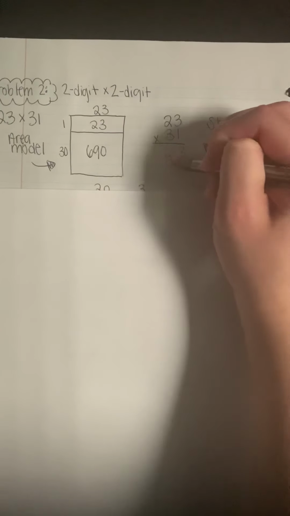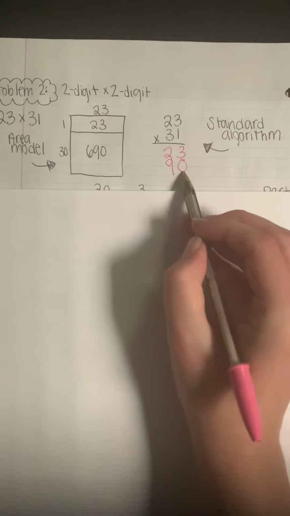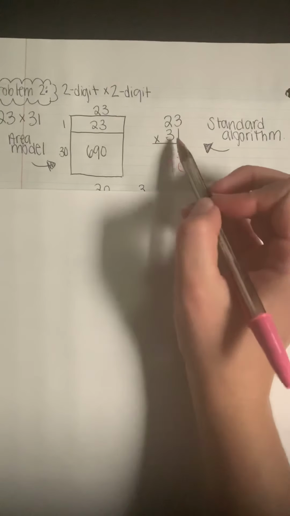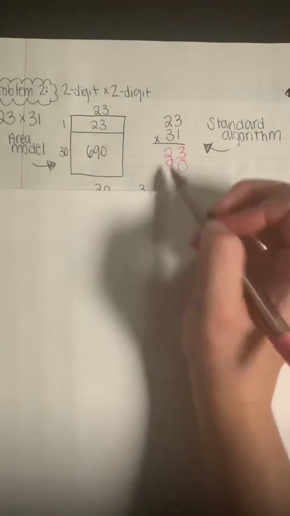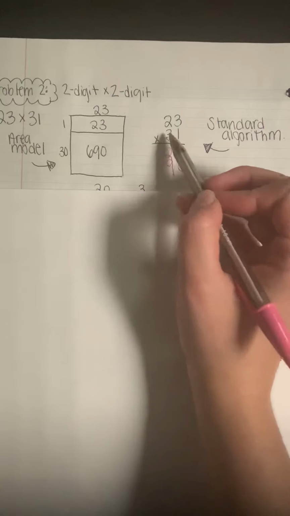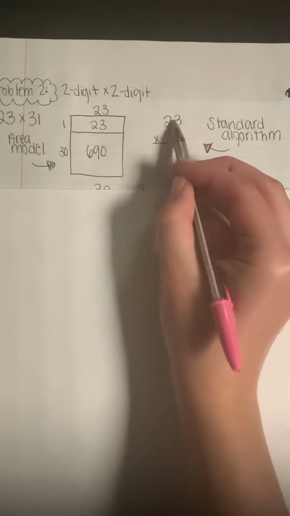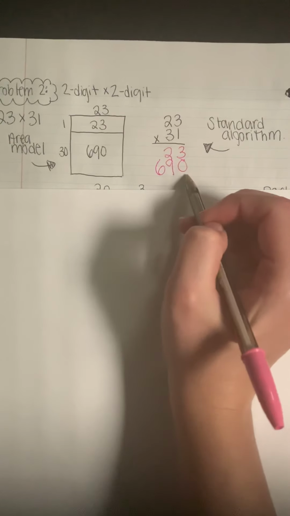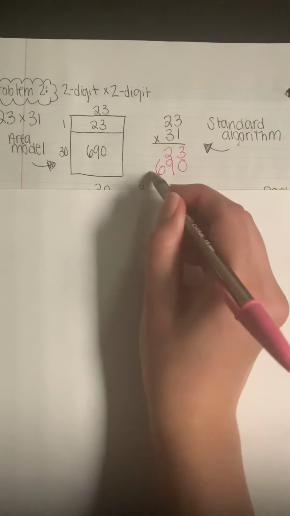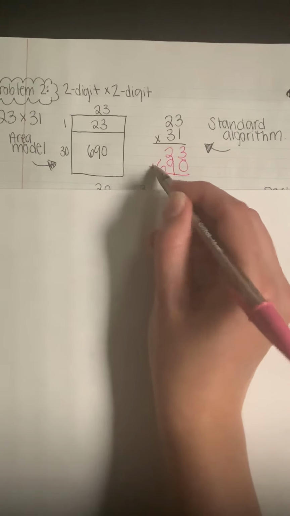3 times 3 is 9. But 30 times 3 is 90. That's why we need that 0 here. And now finally I'm doing 30 times 20. Really, 3 times 2 is 6. But 30 times 20 would be 600. So that's why we have to add on that extra 0 in another row.